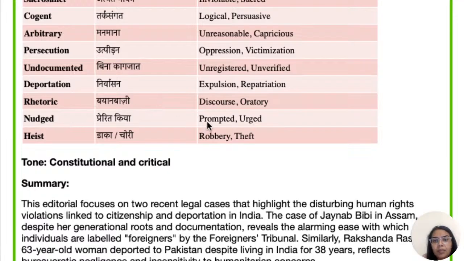Nudge is to prompt. Nudge करना है ना, हम किसी को कभी हम किसी को जगाते हैं या we want attention of the person. Sometimes we do like this, nudging. Similarly, through words, through anything you can do nudging. Heist is theft and robbery.